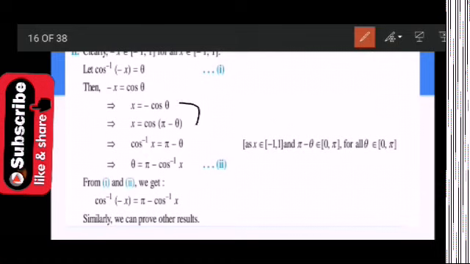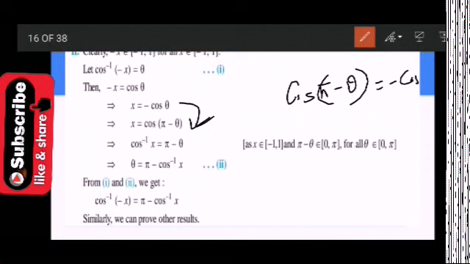Similarly, you can do another proof, like the cos inverse x result. Once again minus x lies between minus 1 to plus 1, so x belongs to minus 1 to plus 1. Let cos inverse minus x equal theta. Minus x equals cos theta, x equals minus cos theta. But in the second quadrant cos is negative, so cos of pi minus theta is equal to minus cos theta.